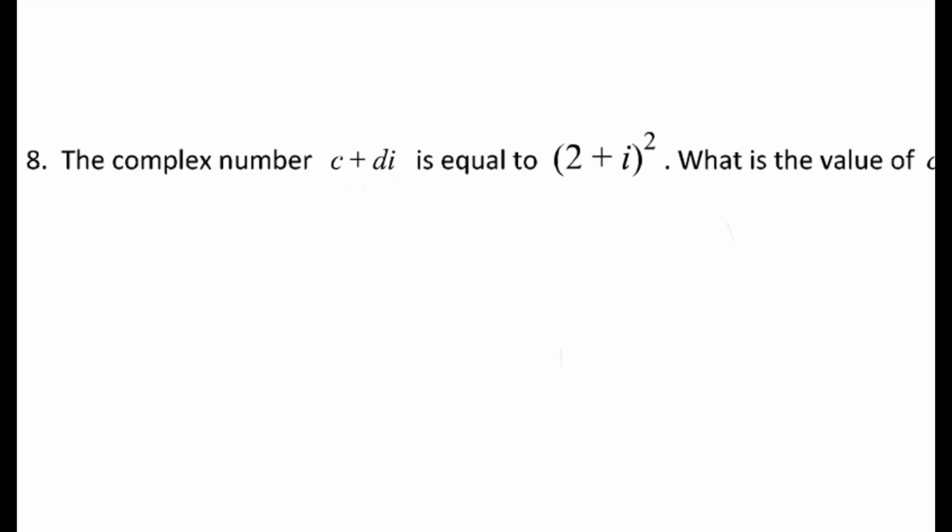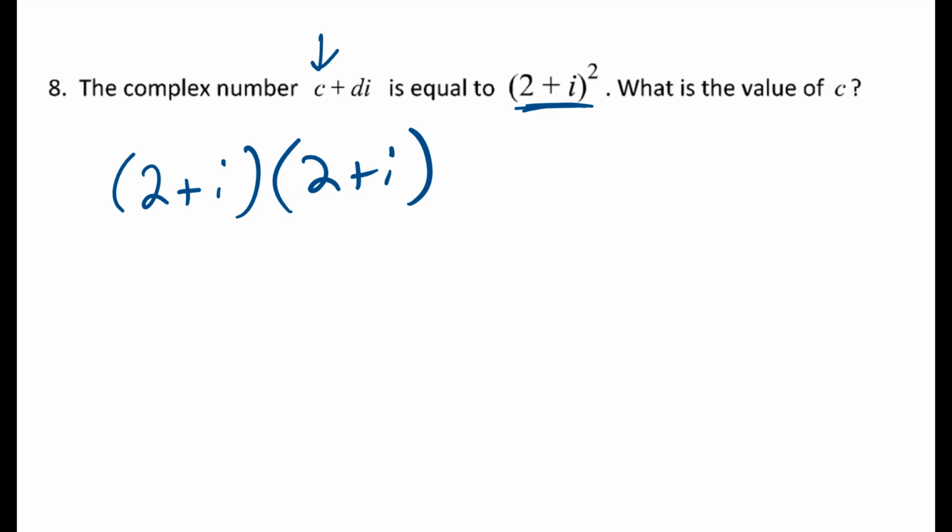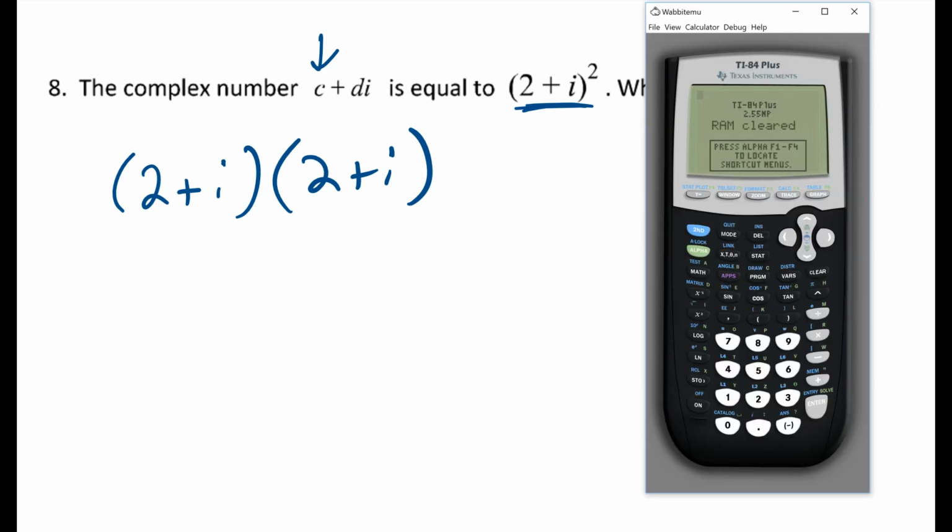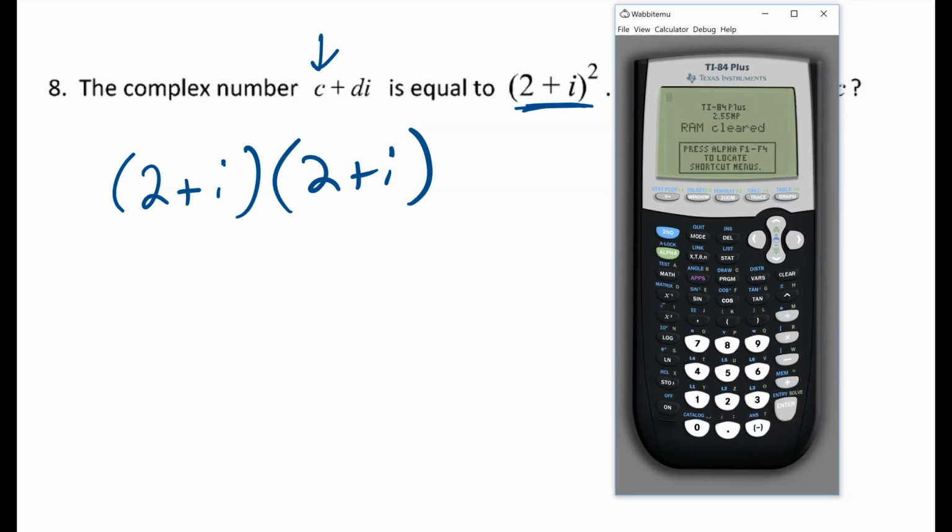For the last one here, it asks you to multiply out this complex number. It says the complex number c plus di is equal to this. What's the value of c? So it's pretty much just asking for the real part there. Now, if I were to square this, that means to multiply it out twice. Now, we already did one of these multiplication problems where we multiply 2 times 2, 2 times i, and so on and so forth. Now, notice that there's no variables here, and your calculator is actually pretty good at working with complex numbers when there are no variables.